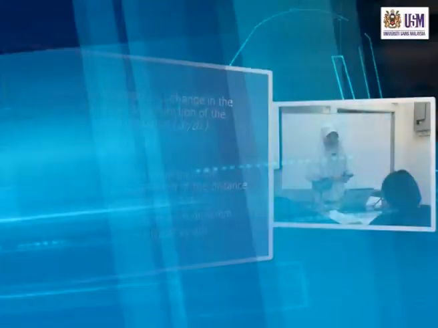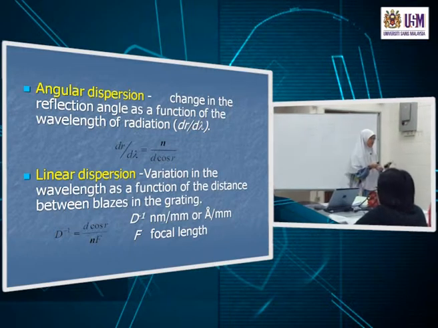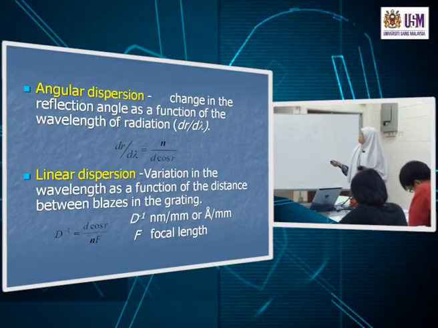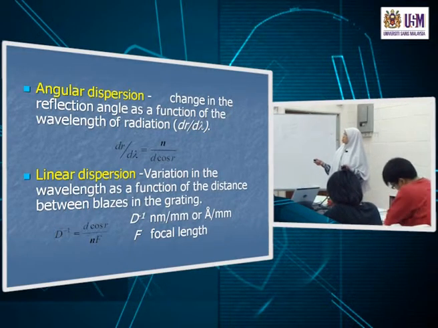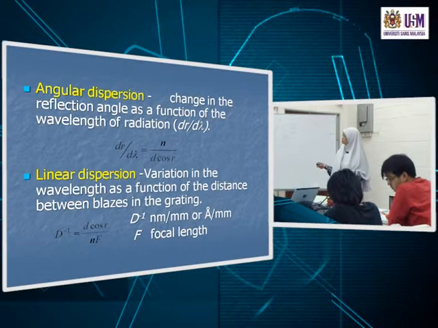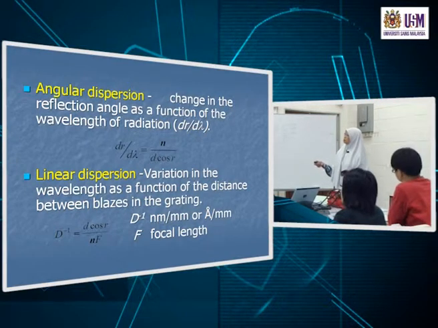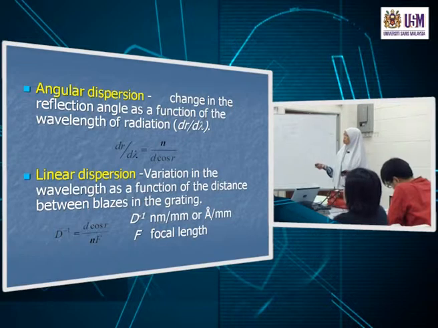Okay, angular dispersion. So these are all characteristics of the grating used. Angular dispersion is the change in r as a function of the wavelength. So that's given by dr/dλ, which is n divided by d cos r. Okay, that's angular dispersion: how the different angles are split with respect to wavelength.